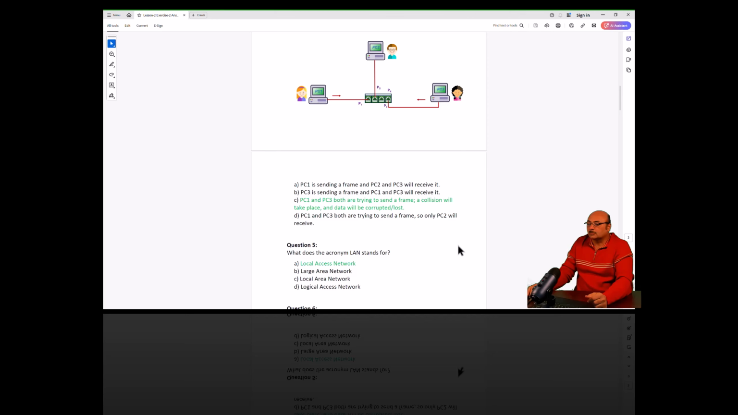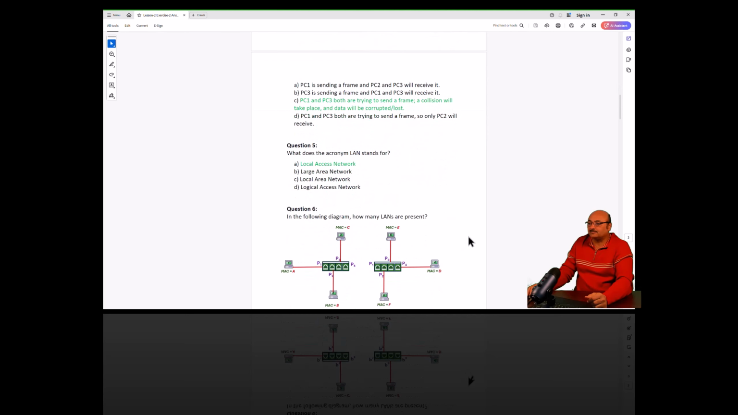Okay, moving on to question number 5, what does the acronym LAN stand for? LAN stands for local area network. Similarly, down the line when we go into WANs, the acronym WAN stands for wide area network. LAN for local area network, WAN for wide area network.